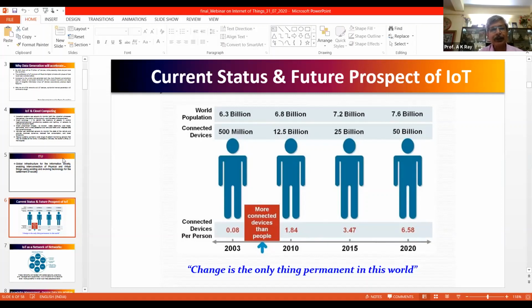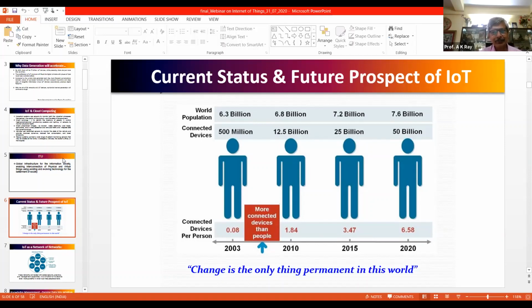So you can see how the connected devices per person is increasing. It was 0.08, less than 1, in 2003. But then it became 1.84 in 2010, 3.47 in 2015. And as I just said, in 2020 we have almost 6.6 devices on average per person. That means as if I have got 7 devices which are connected to the internet. You have got 7 devices which are connected to the internet. And this is now going to increase and increase. Of course, the rich people can afford to have much more such things. But this is the current reality. And currently the connected devices number 50 billion and the world population is 7.6 billion.